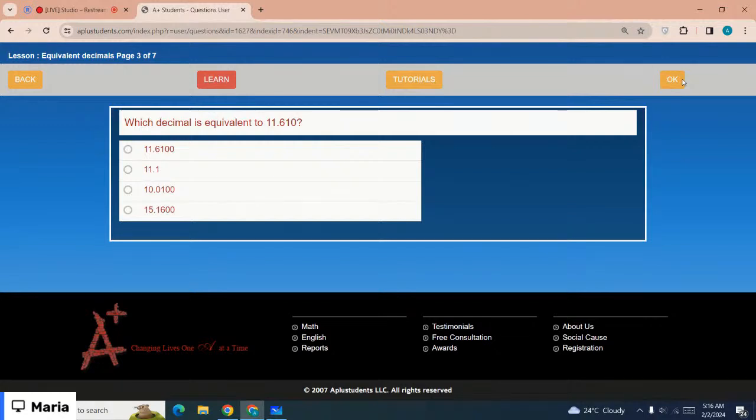Which number is equivalent to 11.610? Which is the correct option? 11.610 is equivalent to, option number 1 is the correct option, that is 11.6100. Option number 1 is the correct option. Got it?